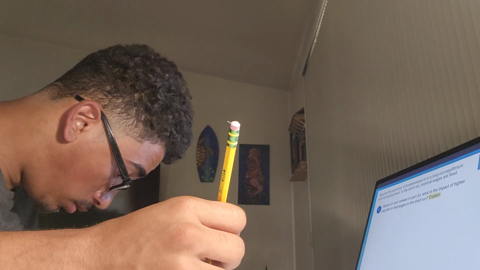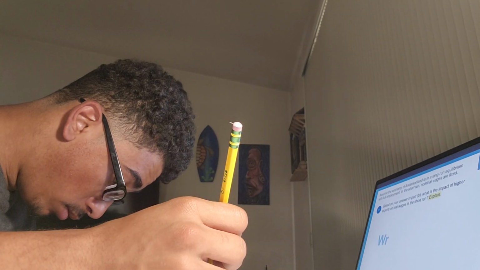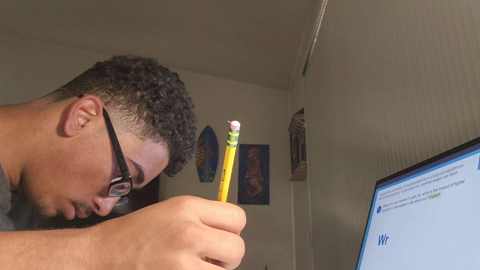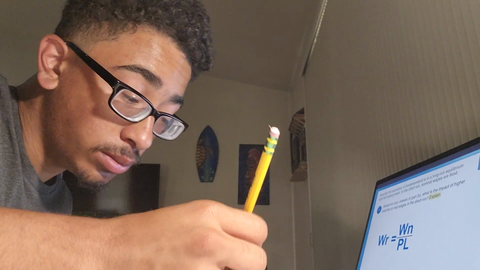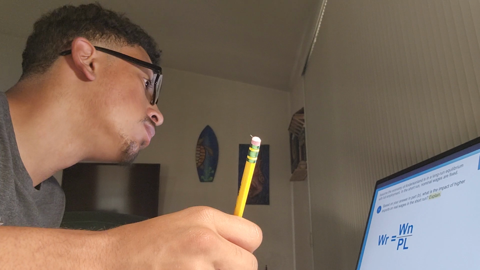What's the impact of higher exports on real wages in the short run? Well, let's address real wages. One way to look at real wages is to consider that real wages are simply nominal wages divided by price level. This is actually using an equation you should have learned way back in Unit 2.